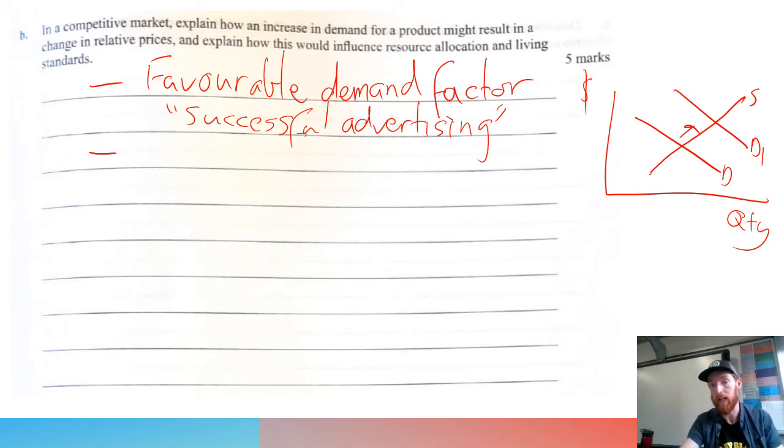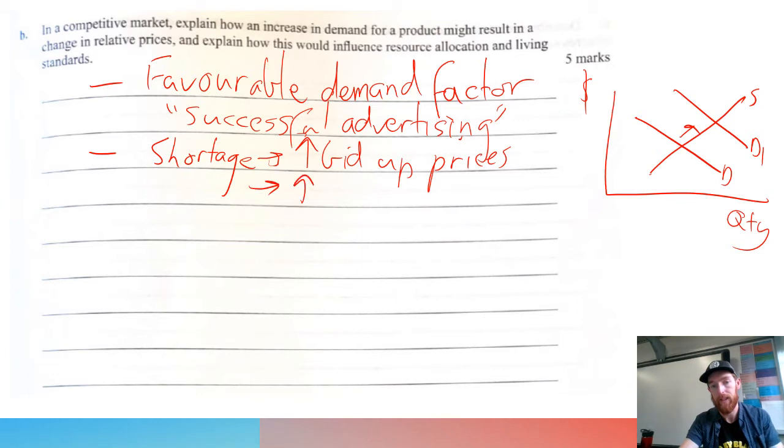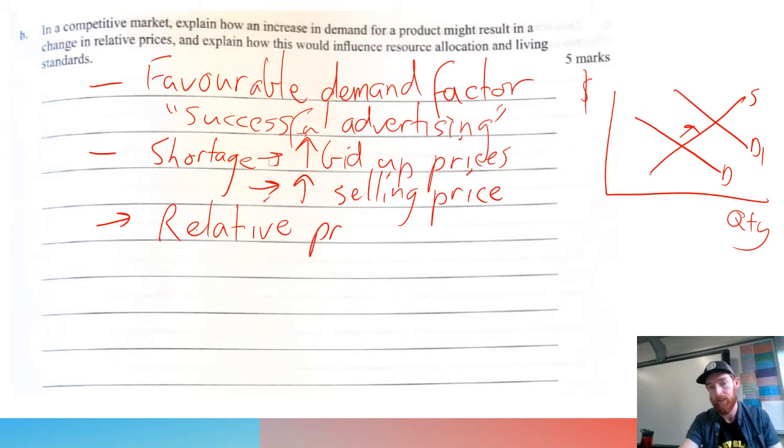So like when a favorable shift happens, there ends up being a shortage, which leads to consumers bidding up prices, which leads to an increase in selling price. That then means that that relative price has increased compared to similar products.